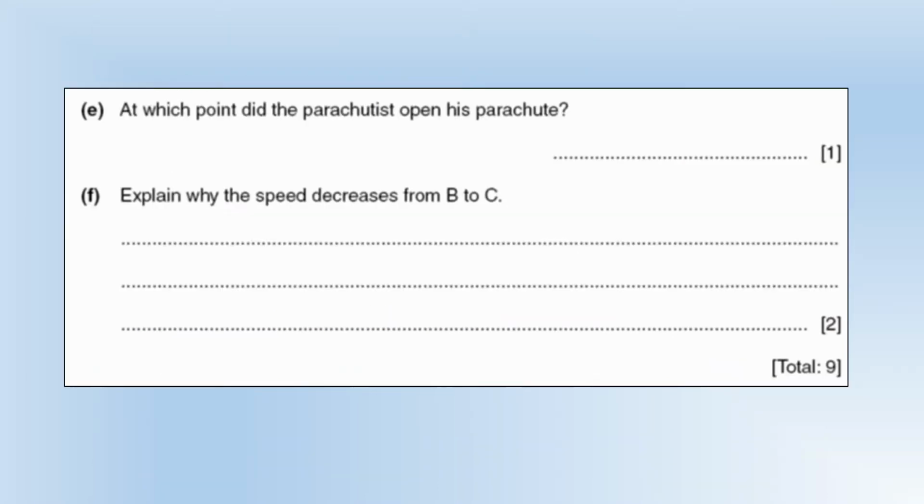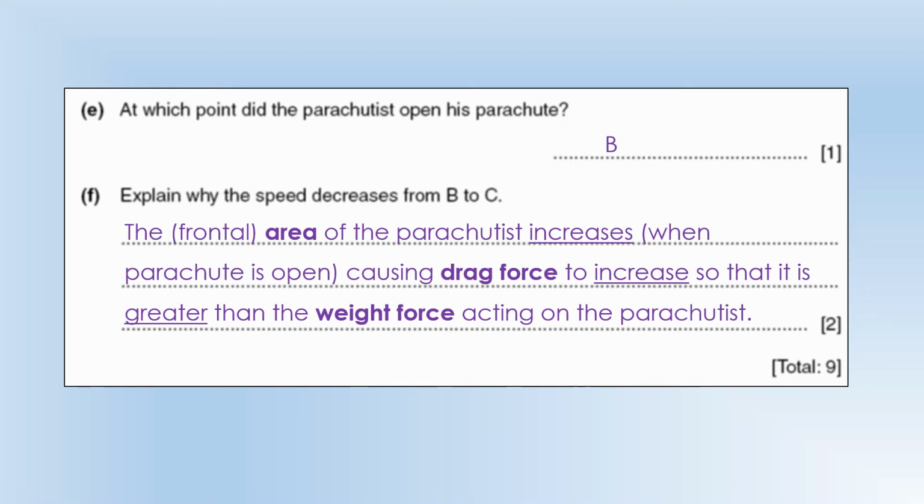At which point did the parachutist open his parachute? Well, it's going to be at B, because at that point you suddenly get the speed decreasing, or deceleration. So why is that happening? Well, when you open a parachute, the total area, or the frontal area of the parachutist, increases. That's the area actually facing and traveling through the air. And that's going to cause the drag force to increase, so that it's greater than the weight force. That means the resultant force is now upwards, so that's why they slow down.